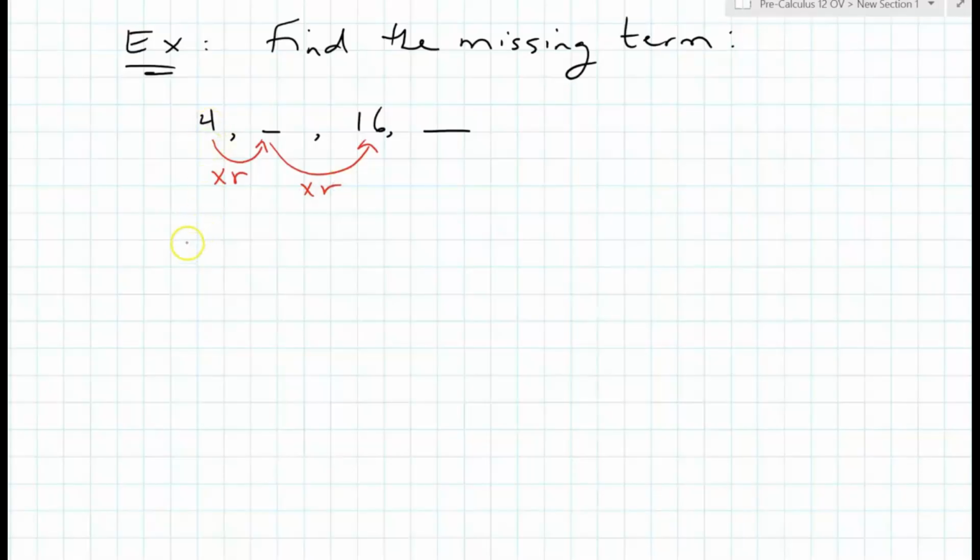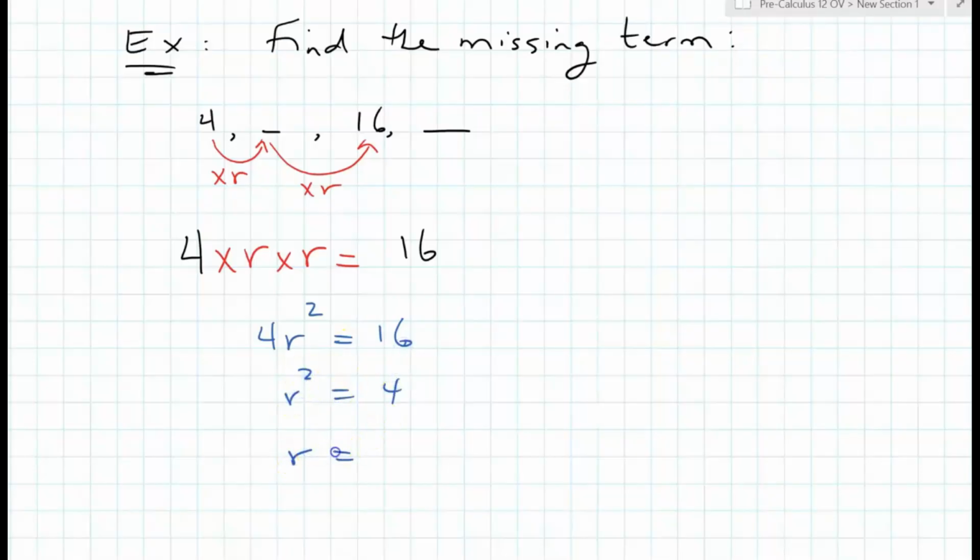That means 4 times r will get us 16. Now let's go through and solve this. 4r squared equals 16, and then r squared equals 4, so r is plus or minus 2 because you're taking the square root of both sides. Excellent. And then you go back in there and ask, if r is 2, what happens? 4 times 2, that would be 8. 8 times 2, that would be 16. 16 times 2, that would be 32.